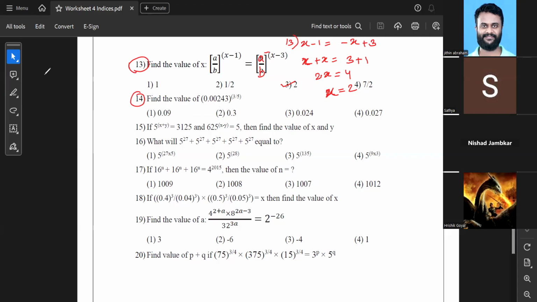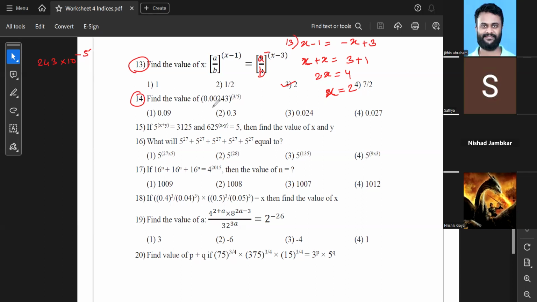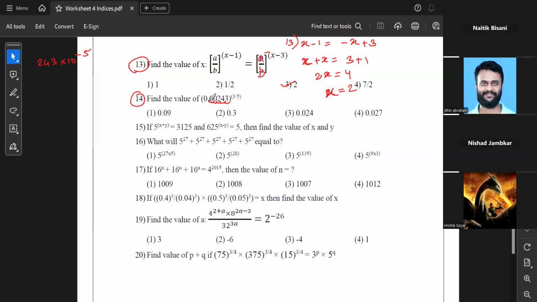In this case, first of all, I'll be doing the trial and error method. I'll write this as 243 into 10 raised to minus 5. I hope you know what 10 raised to minus 5 means. If you don't know, I'll just tell you. I've shifted the decimal 1, 2, 3, 4, 5 times and brought it after 3. So my number became 243, and since I've shifted the decimal 5 times, I have to write 10 raised to minus 5 beside it.